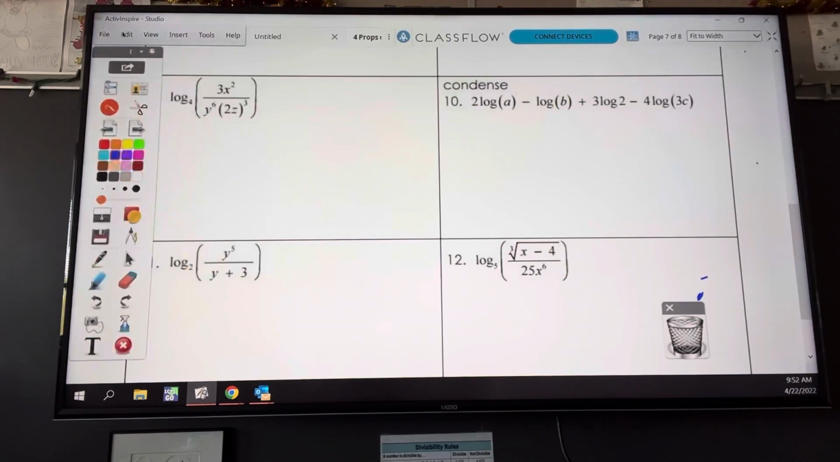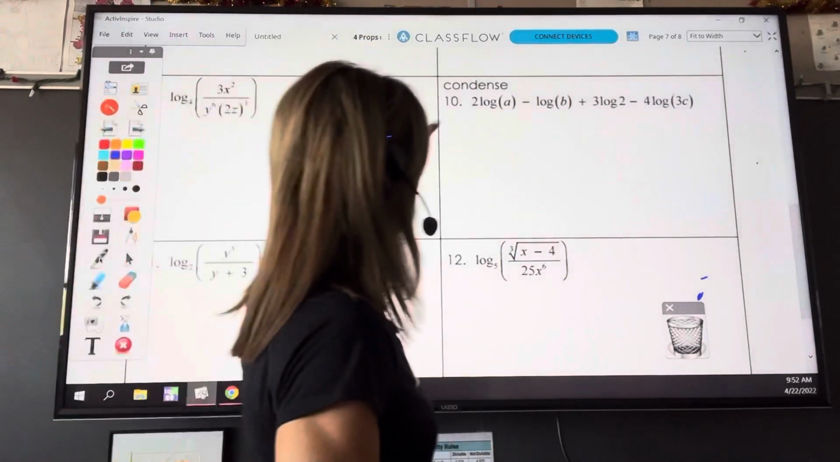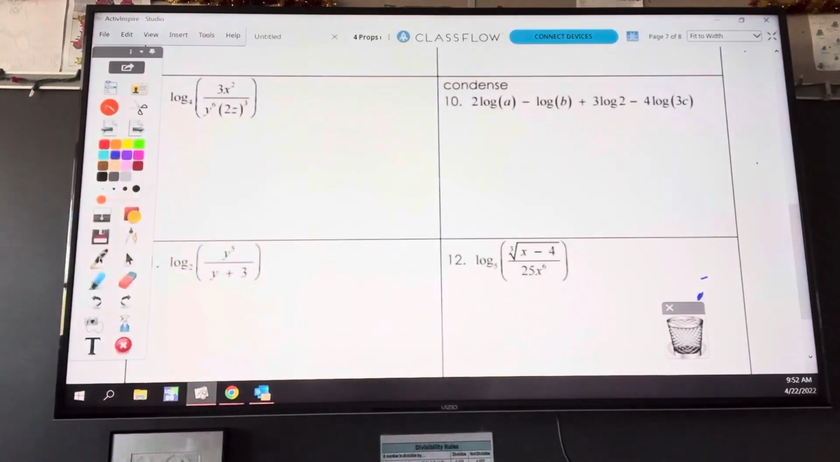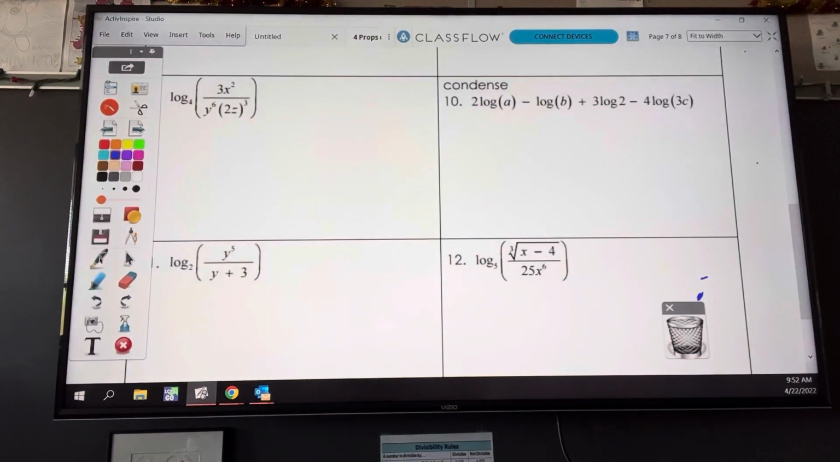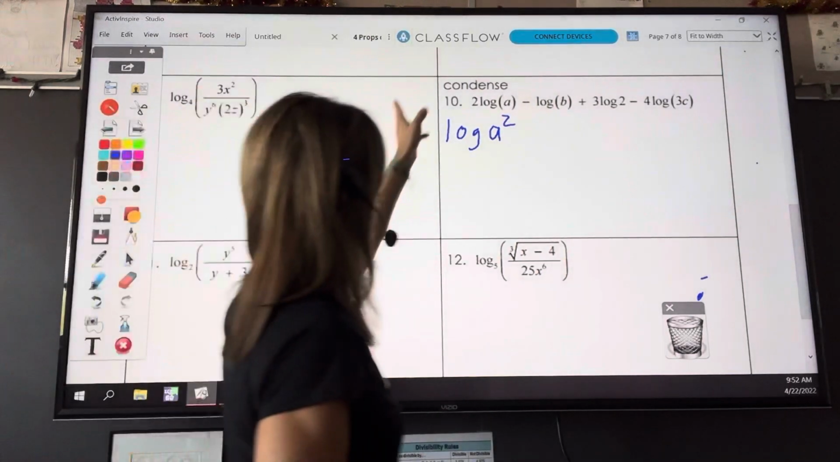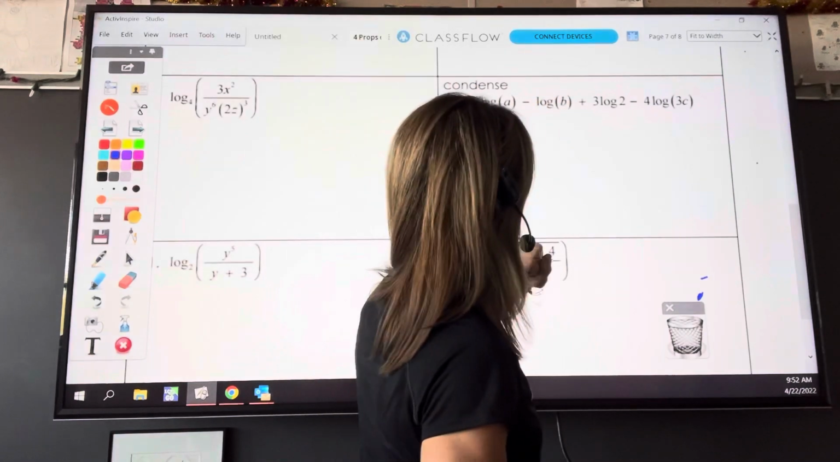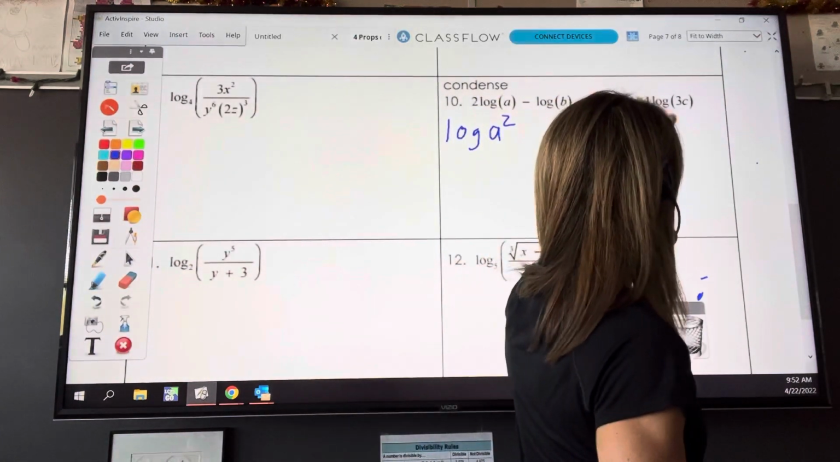Number 10. First, we have to take the coefficients and move them to be exponents. So I'll do that first. So log, and this is log base 10 because there's no base, of a squared, because the 2 moves up to the exponent. This one's fine the way it is. This 3 is going to move up. This 4 is going to move up.